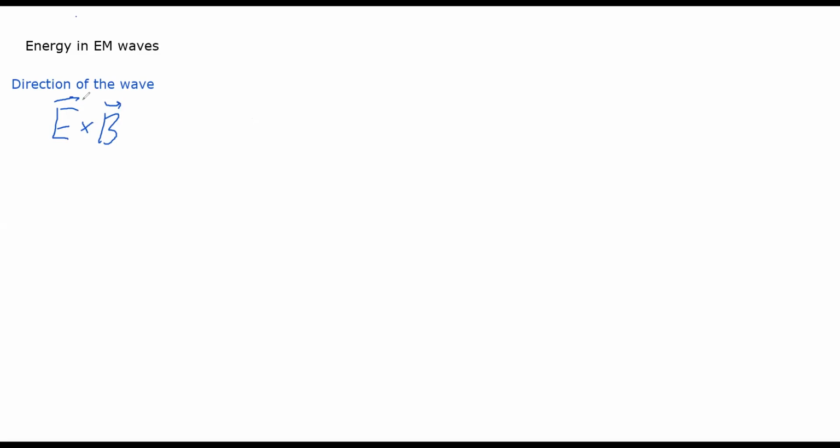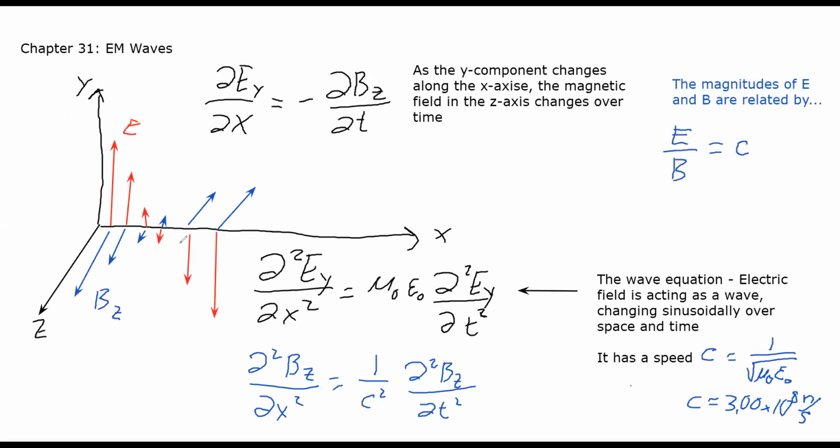Okay, so let's go back to our previous slide. If you do E cross B here at any point, it doesn't really matter where you do it, you do the right-hand rule. What you'll see is that the direction of the electromagnetic wave you should always get going this way. Okay, so that is our direction of the wave. So in this case, it would be going in the i hat direction.